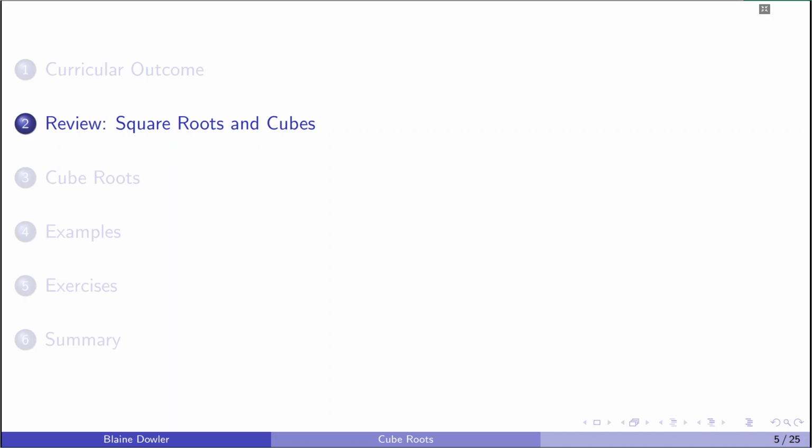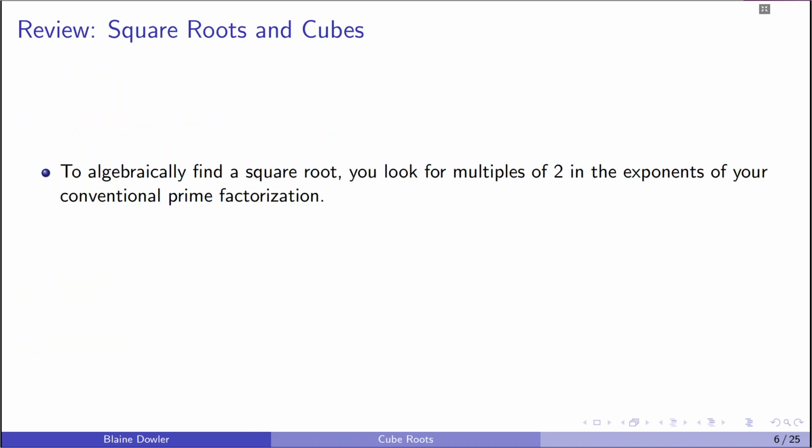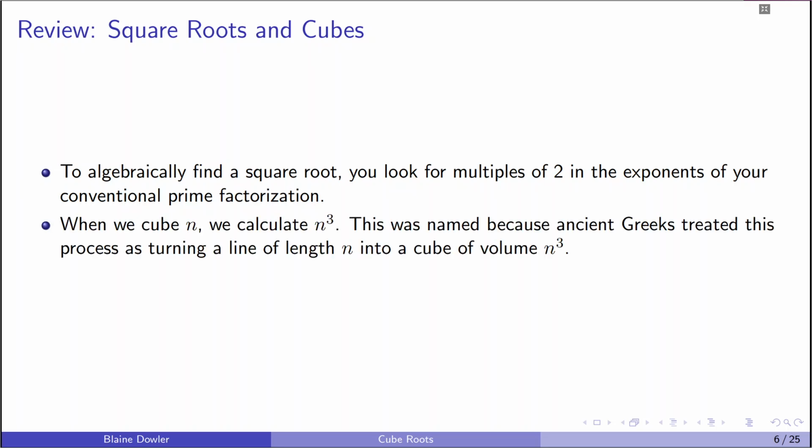So, quick prerequisite review. To algebraically find a square root, you look for multiples of 2 in the exponents of your prime factorization. Now, when we cube n, we calculate n cubed. Named because ancient Greeks treated this process as turning a line of length n into a cube of volume n cubed, much like the square was line of length n into a square of area n squared.